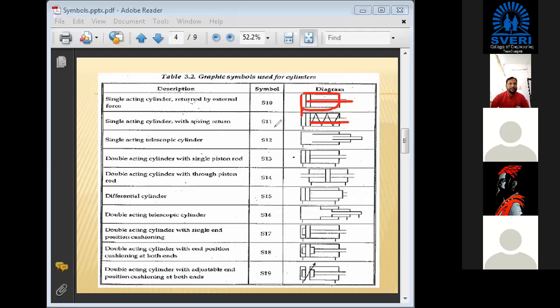Okay, then single acting telescopic cylinder is a cylinder, and this is single acting, that means here one line, but it is telescopic, means what? See, in that one.